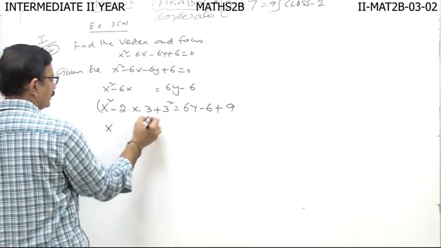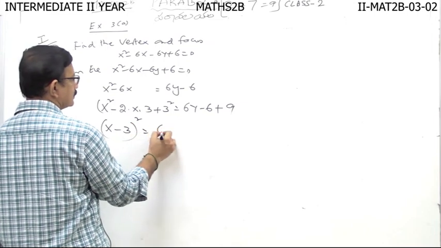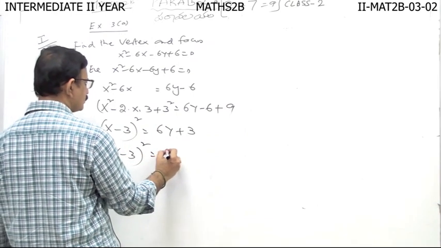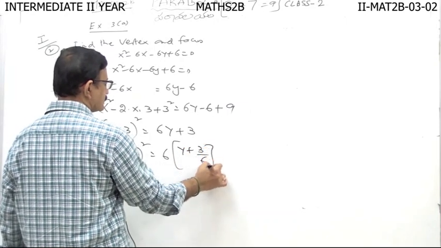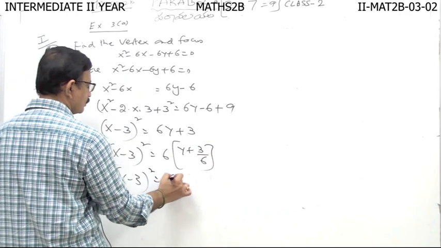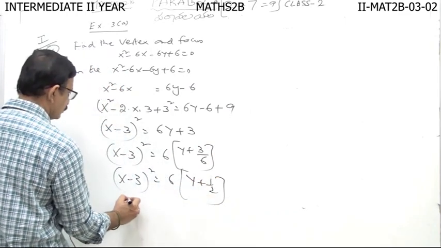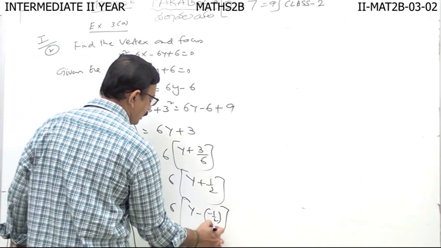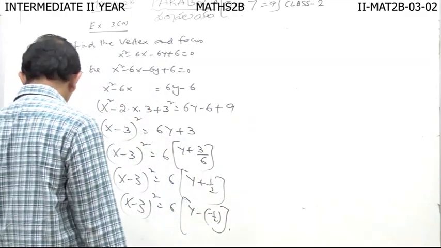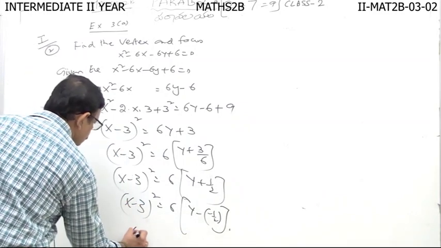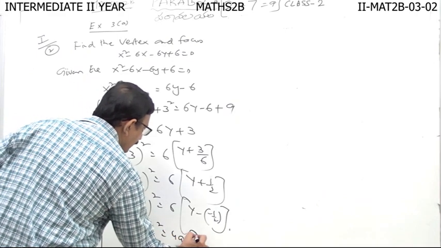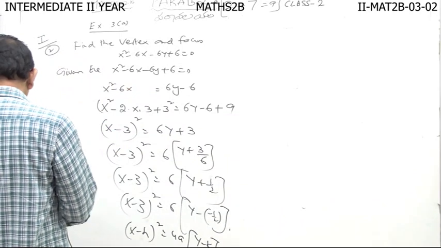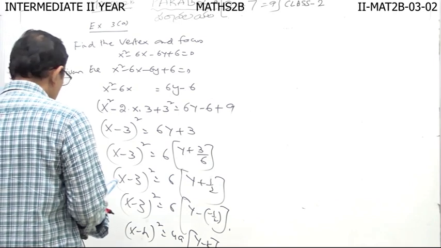So from here, the left side is (x − 3)² and the right side is 6y + 9 − 6 = 6y + 3. Taking 6 common, it is 6(y + 3/6). So (x − 3)² = 6(y + 1/2). Therefore (x − 3)² = 6(y − (−1/2)). Now we compare this with (x − h)² = 4a(y − k). So this is the standard form.